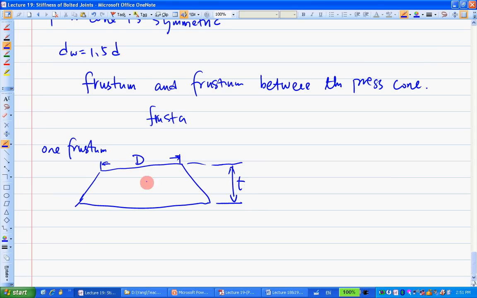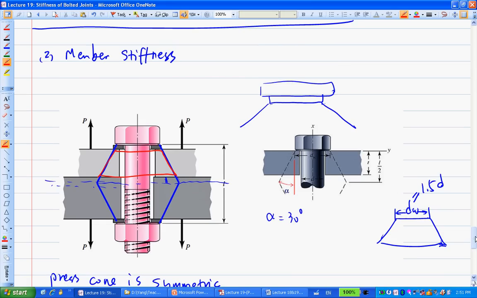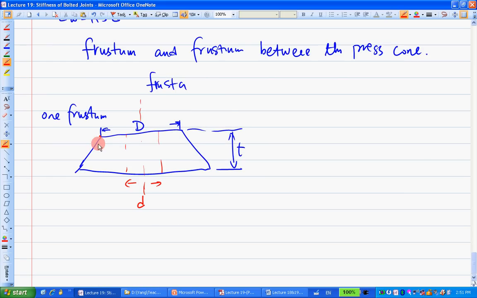And also remember, there is this bolt going through here, and that's the center line here, right? That's the small d here. And also, this pressure cone is symmetric. So if you extend the lines, they are going to intersect somewhere along the vertical axis. And the angle here is alpha, same thing alpha here, and alpha equal to 30 degrees we're going to use.